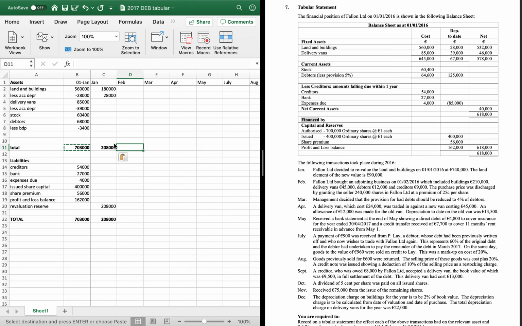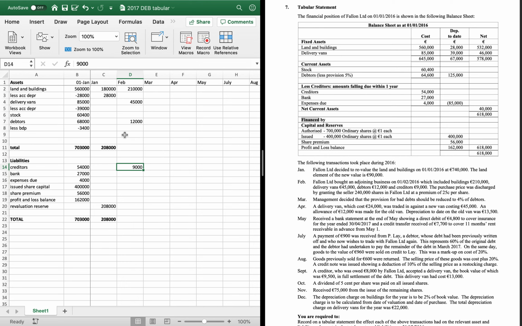Same as the second one here, the purchase of the business. So he bought a business which included buildings of 210. So buildings go up by 210. He bought delivery vans, 45. Debtors of 12. So they're going up by that. Creditors are going up by 9. So the value of that business is 210 plus 45 plus 12 minus 9.